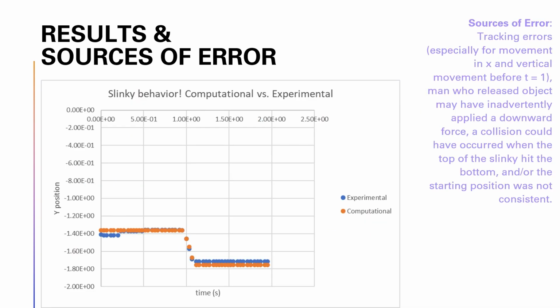So this is the computational versus experimental position graph. As you can see, there were some tracking errors by me before t equals 0.25, where I didn't get the starting y position exactly right, and that led to a difference in starting position for the computational and experimental models. And that's why once the slinky hits the ground after t equals 1, the computational model is a little lower than the experimental model. It's because the starting conditions were different.